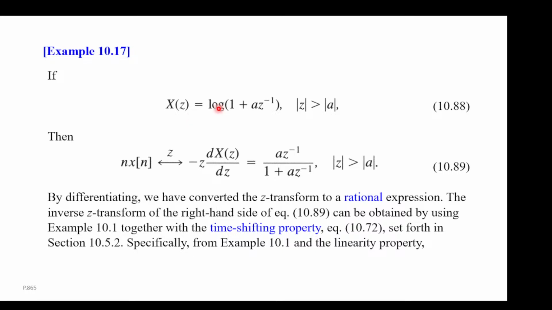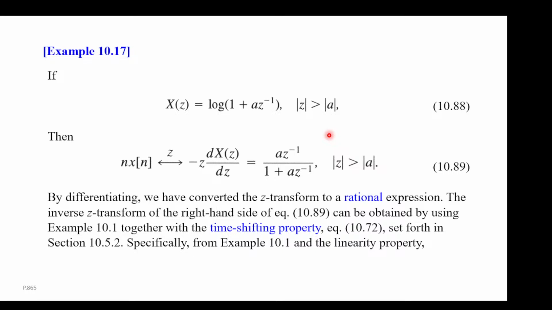So we have our example of this thing. We did the z transform on this using Taylor expansion and looking at the power series, and here we use another property to do the derivation. So X(z) equals log of 1 plus a z to the minus 1, with |z| greater than |a|. Okay.